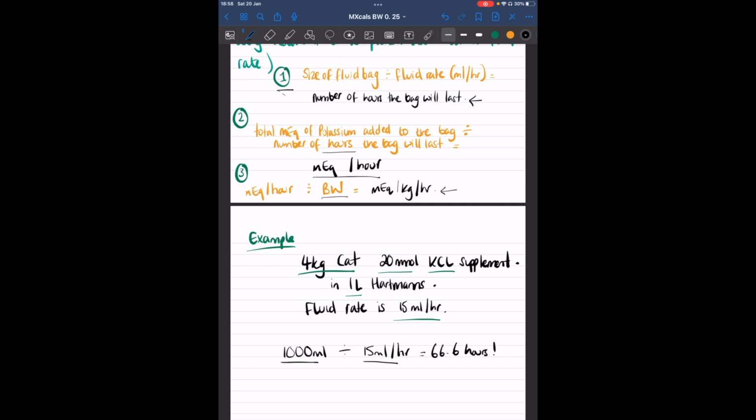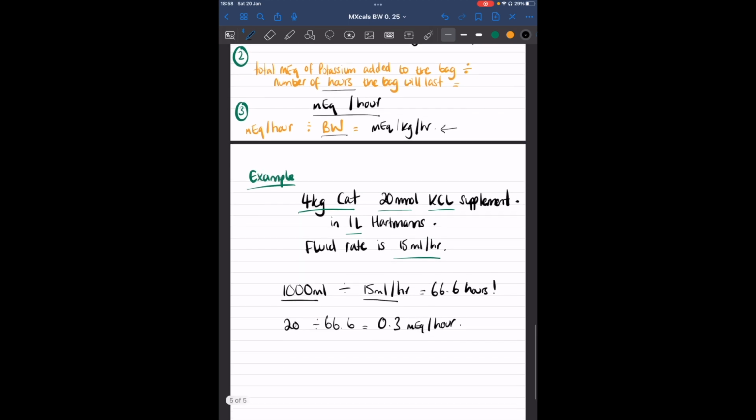The vet has then asked us to add 20 millimoles or milliequivalents to this 1 litre bag. So we'll take 20 and we divide that by the number of hours the bag will last. That is going to give us the milliequivalents or millimoles per hour, which is 0.3 milliequivalents per hour. But as I said, we need a final step.